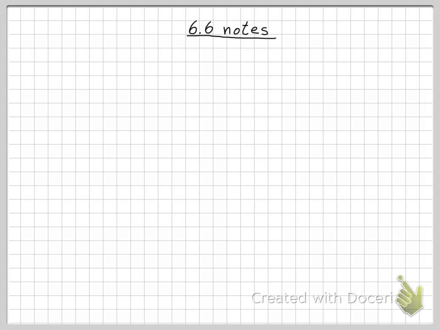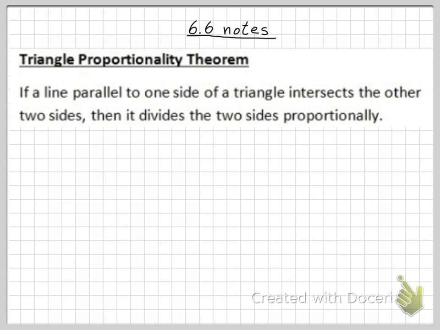Let's start right off the bat with a theorem. Okay, so we have the triangle proportionality theorem, which states that if a line parallel to one side of a triangle intersects the other two sides, then it divides the two sides proportionally.